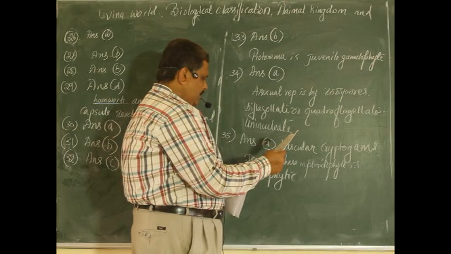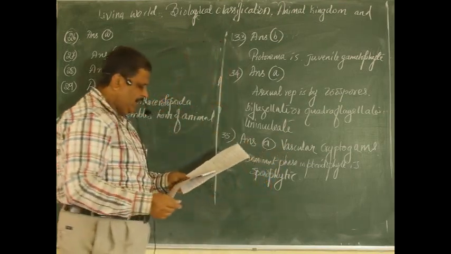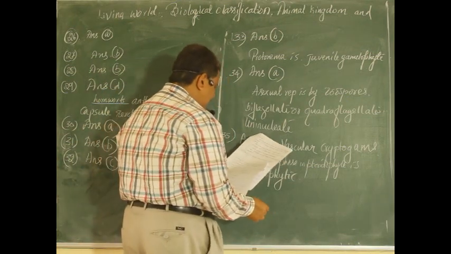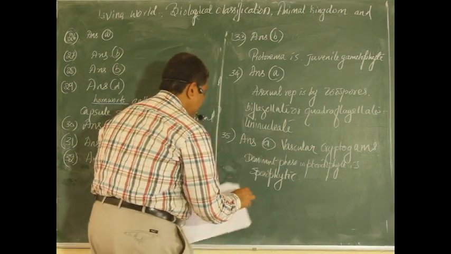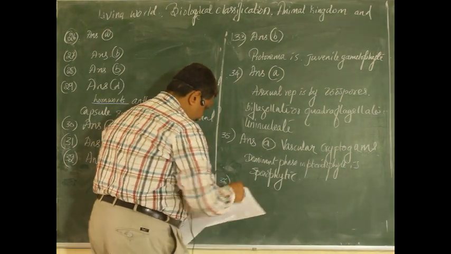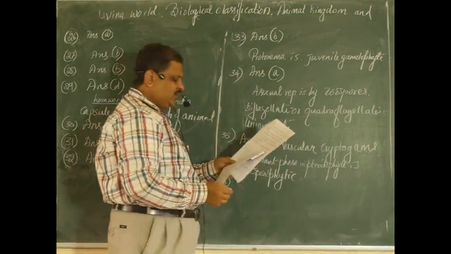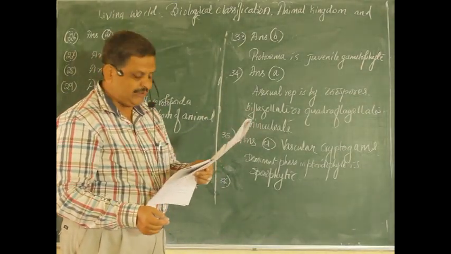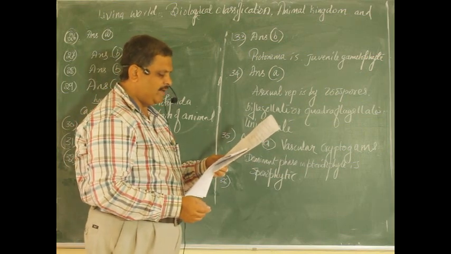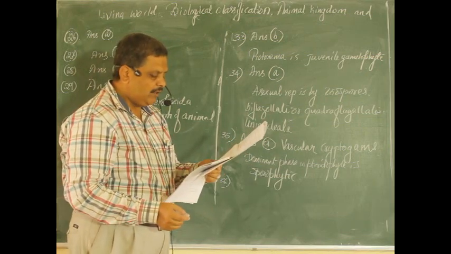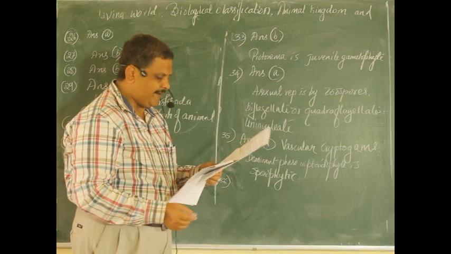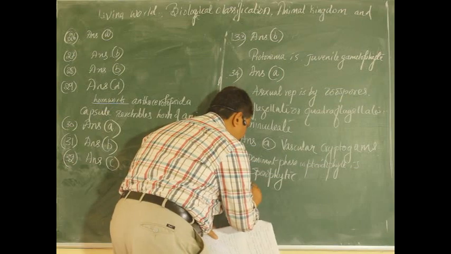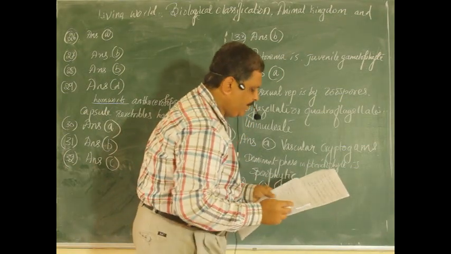Next question is question number 36. Given below are matchings of animals and their kind of respiratory organs. Silverfish respire with the help of tracheal system, scorpion with book lungs, sea squirt with pharyngeal gills, dolphin with skin. The answer for this is option B.